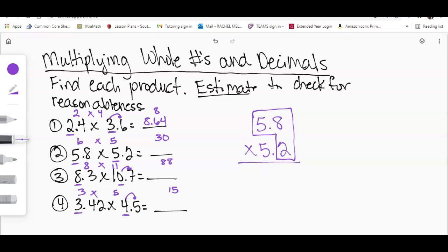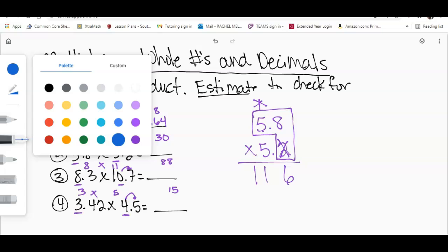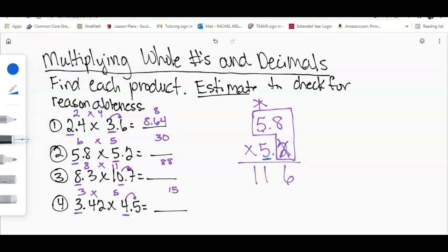All right, so 2 times 8 is 16. 2 times 5 is 10, plus 1 is 11. I can cross off my ones place and my regrouping. And since this is really going to be considered a 50, I place a 0. 5 times 8 is 40. 5 times 5 is 25, plus 4 is 29. And I add them together.